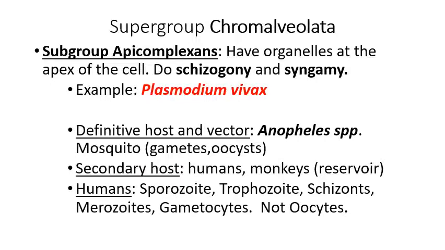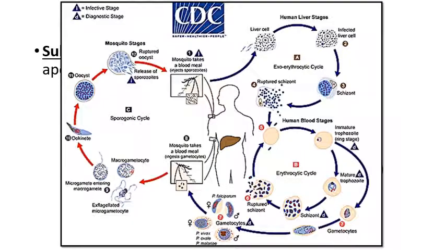Plasmodium vivax has the definitive host, which is the Anopheles mosquito. No other type of mosquito will do. The secondary or the intermediate host is the human or the monkey. The monkeys are an animal reservoir, a non-human reservoir. Okay, so this again is a CDC chart that I showed you before.